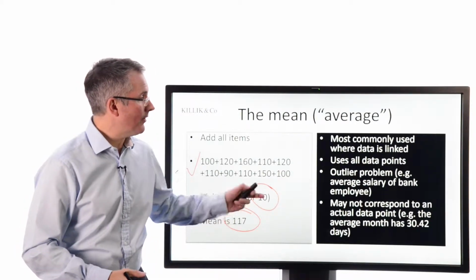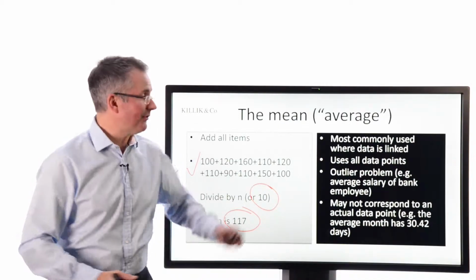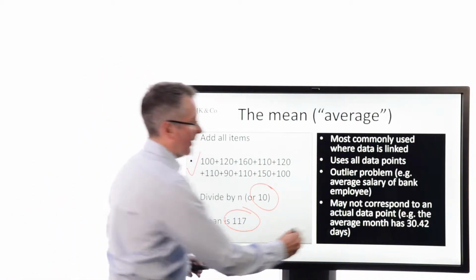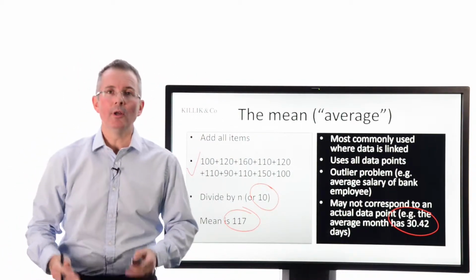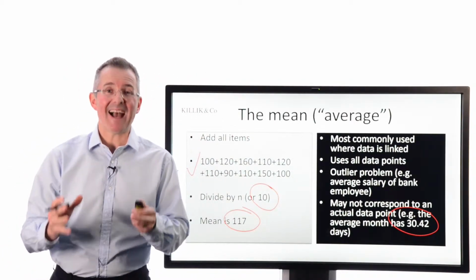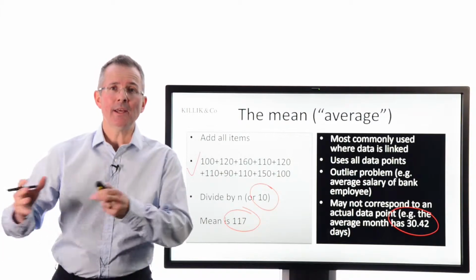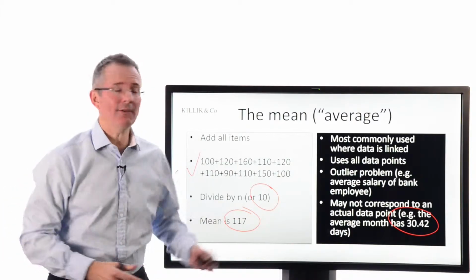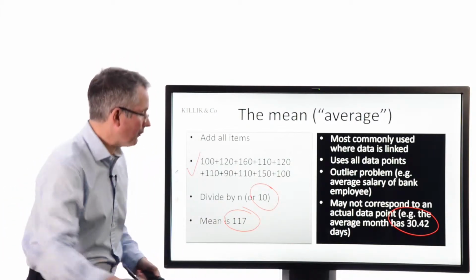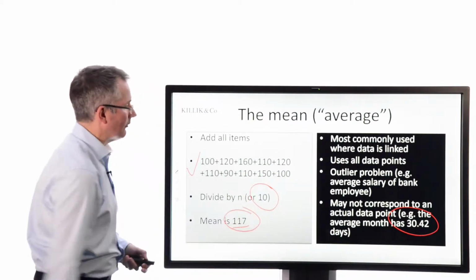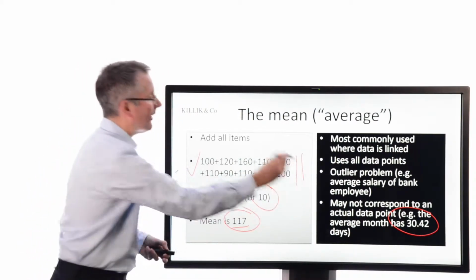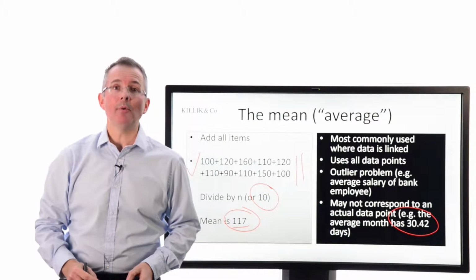Or you might look at the average number of days in a month, and I've done that, and I came up using this method with 30.42. And the problem with that is no single month actually has that number of days in, 28, 30, 31, so the mean gives you a slightly odd result. 117 over here doesn't correspond with any of these data points. So just bear that in mind when you're looking at the mean.